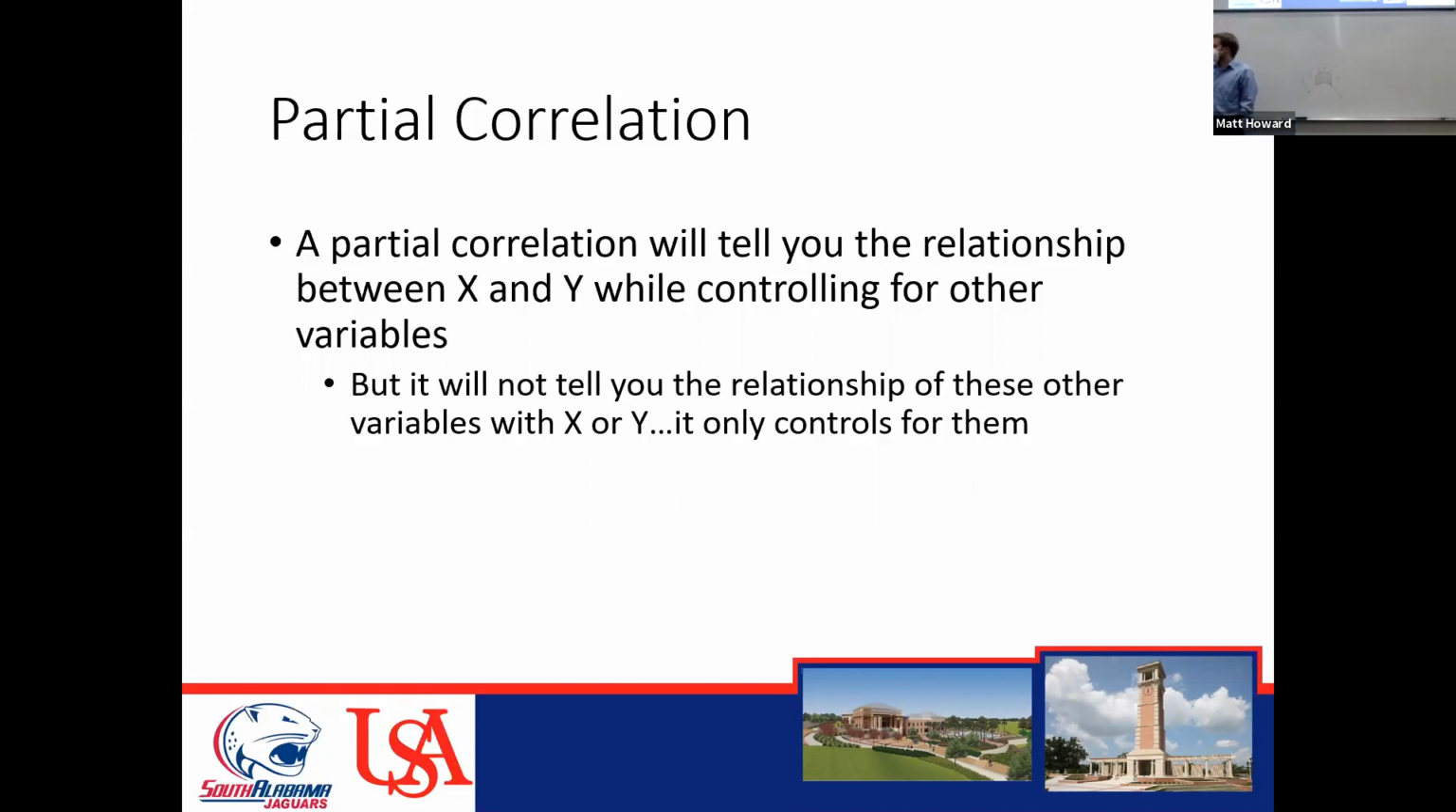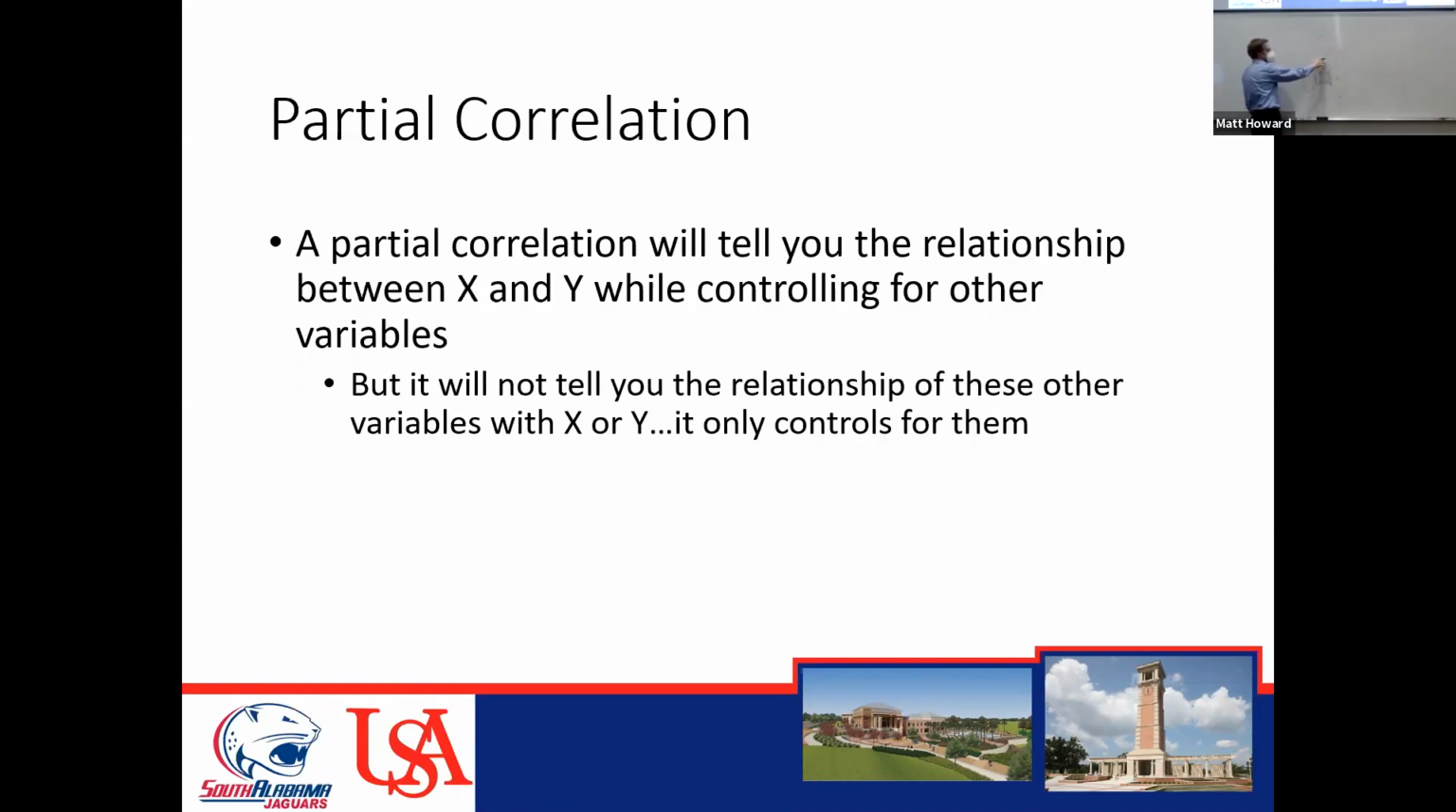And then also the other thing I should note is a partial correlation will tell you the relationship between X and Y while controlling for the other variables, but it will not tell you the relationship of these other variables with X and Y. And that's why I kept on stressing before, when you do a partial correlation, you have this focal relationship you're interested in. You might have this focal relationship of X and Y that you're interested in, and you need to designate your focal relationship because this is the only result it's going to give you.